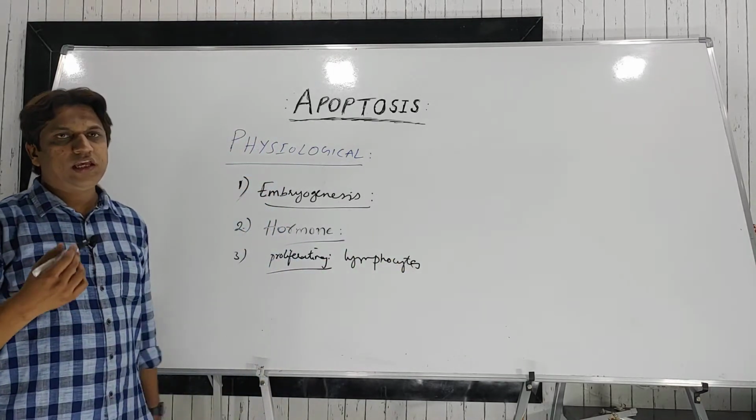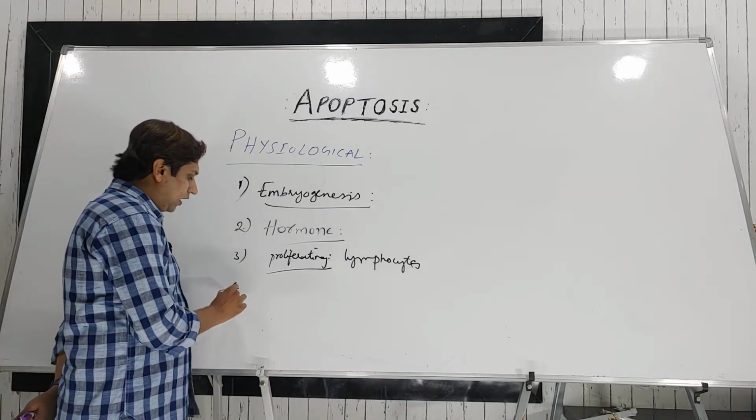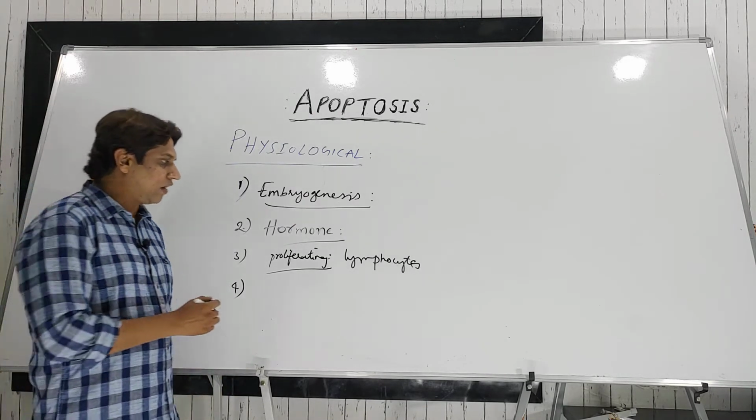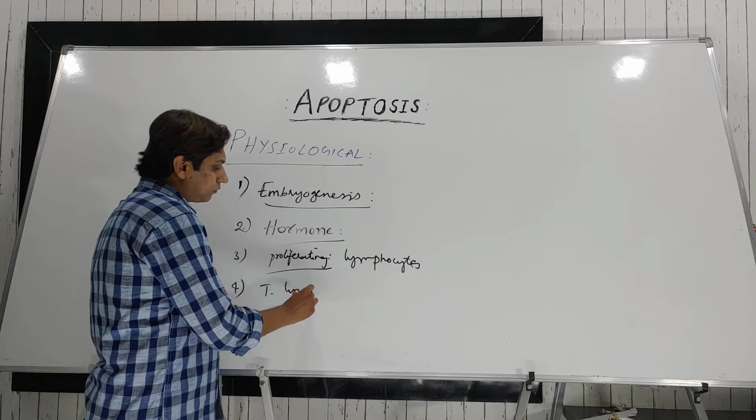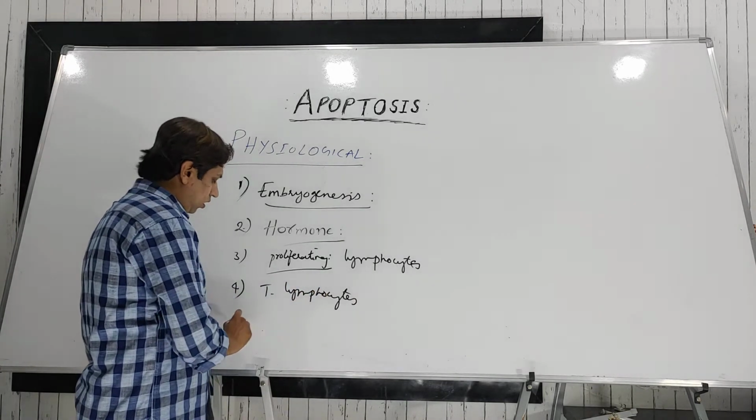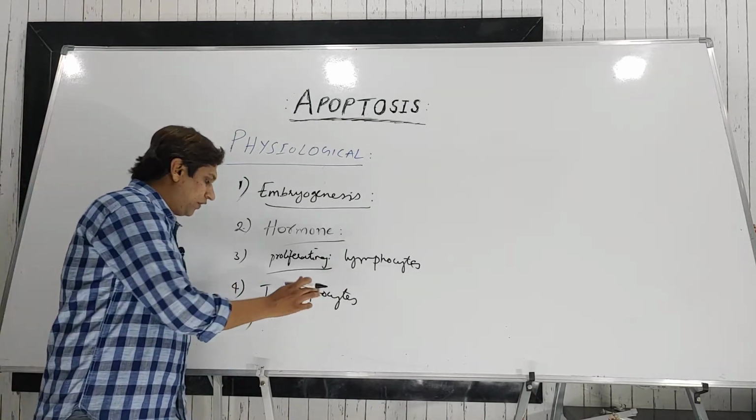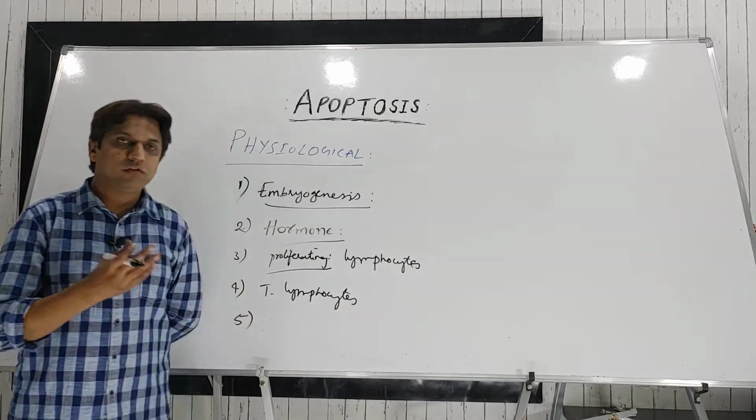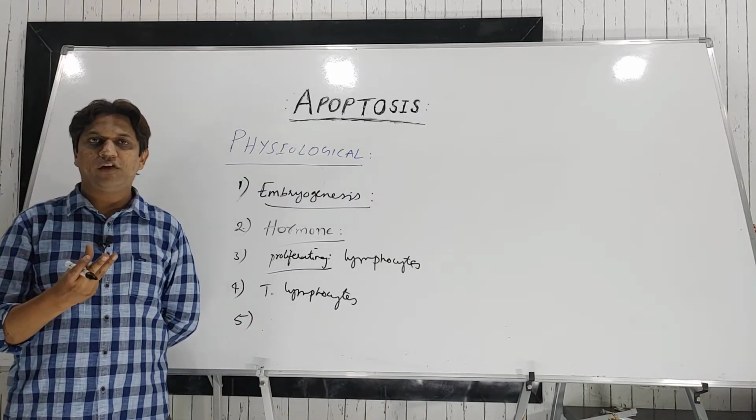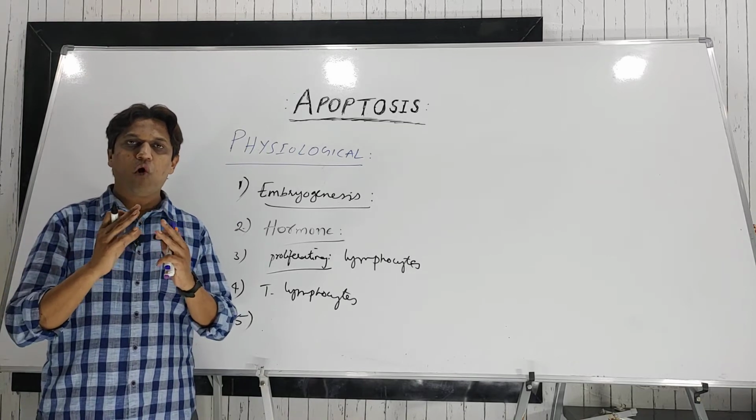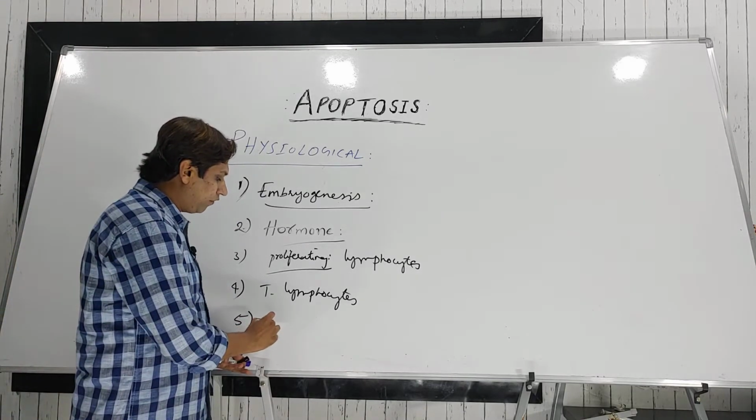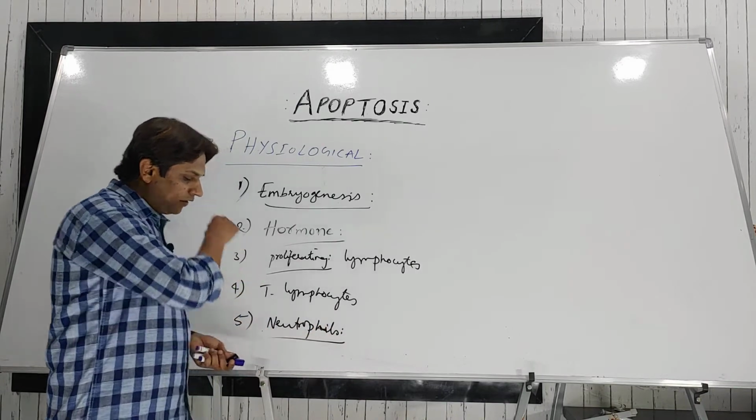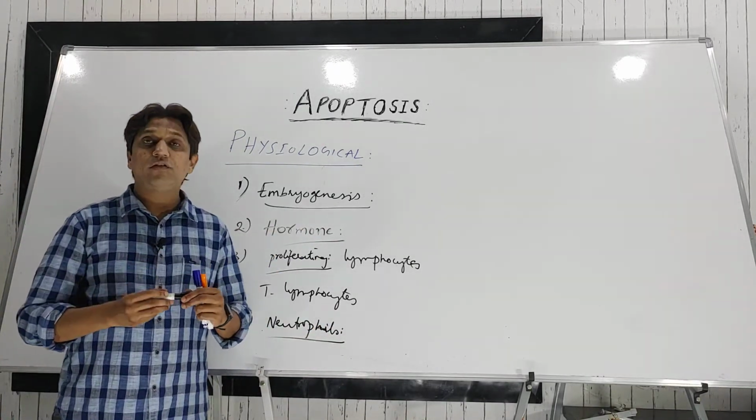Then some T lymphocytes, or T cells, are self-reactive, that is, they will damage the body's own tissues. Destruction of such cells, those reacting to self antigens, is again an example of apoptosis. Then there are so many other physiological examples. For example, during inflammation, after its action is over, the neutrophil will die on its own. So after inflammation, the dying of neutrophils is due to apoptosis. And in immunity, the various cells like lymphocytes will die. That is also a physiological process of apoptosis.